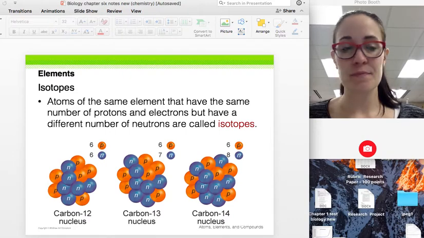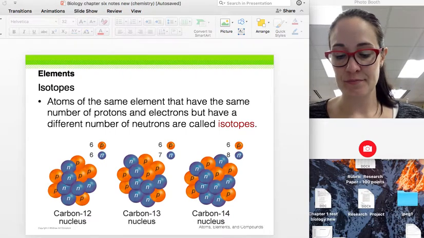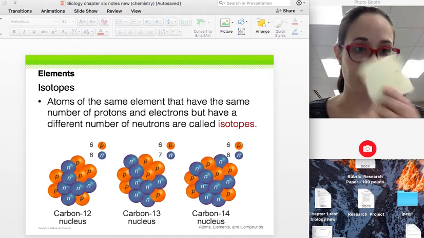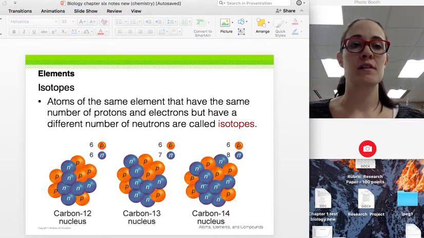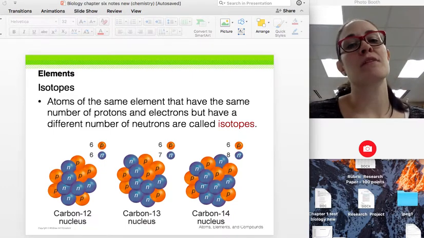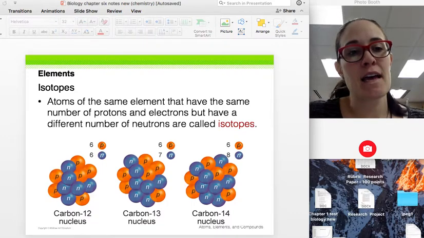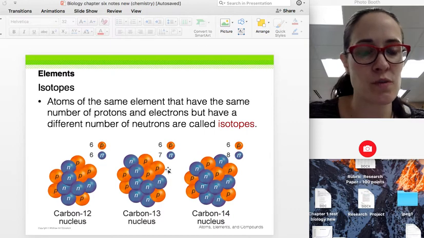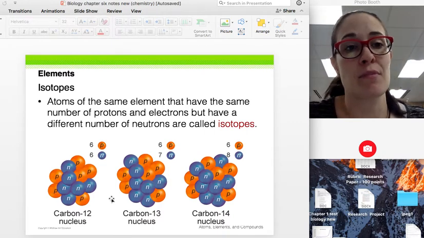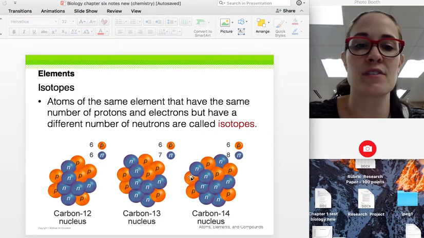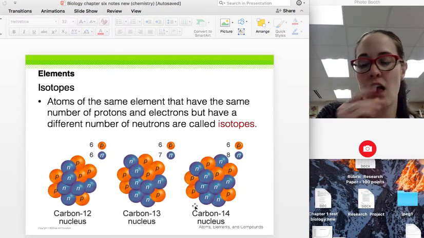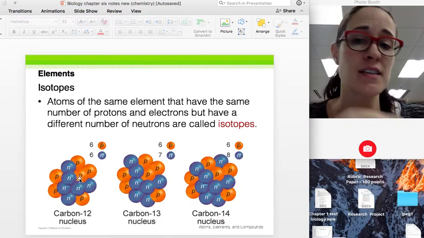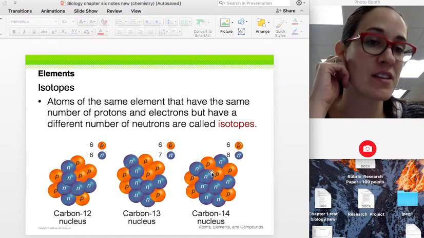Okay, so each atom has the same number of protons and electrons, positive equal negative. But sometimes the number of neutrons can vary. And when that happens, these atoms are called isotopes of one another. Here's a great example, carbon. Carbon 12, 13, and 14. These are all atoms of carbon. This one has 6 neutrons, and this one has 8.